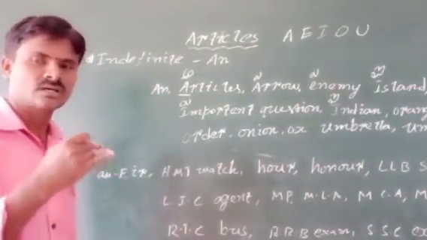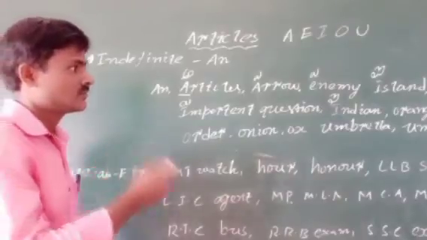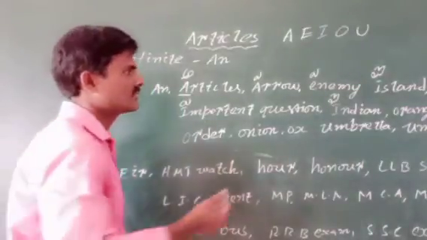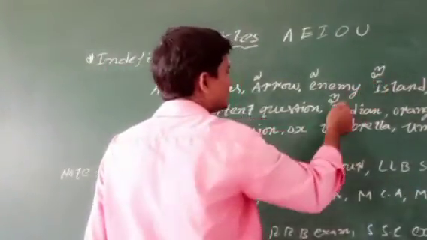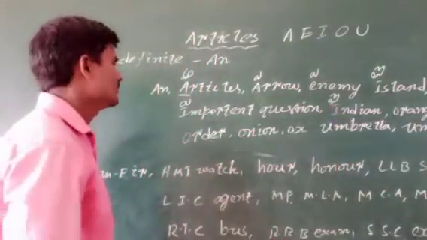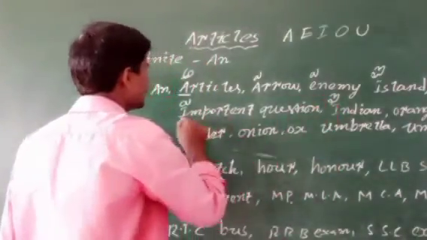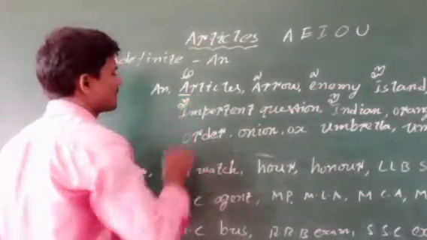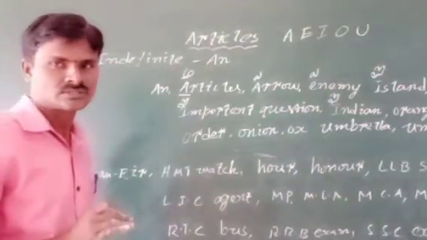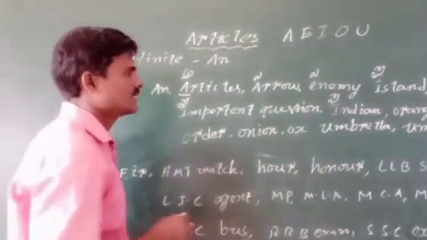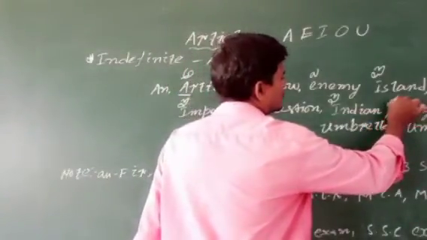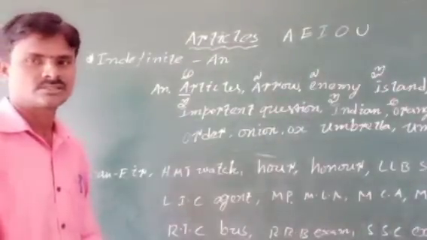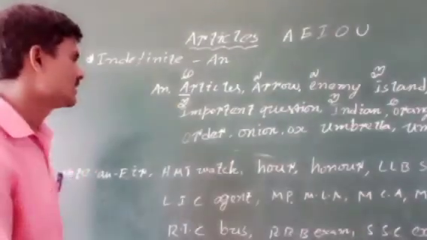Sounds, U sound or A sound. Here one letter is pronounced differently. Here we are pronouncing as I, as E, as E. Here we are pronouncing important. An important question. An orange. An orange. Pronouncing orange.